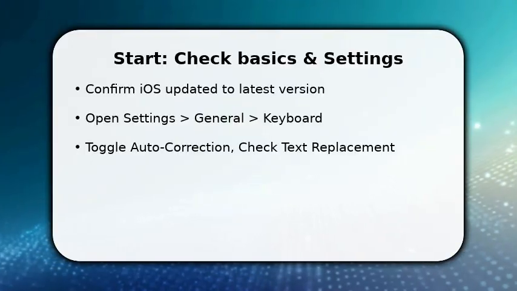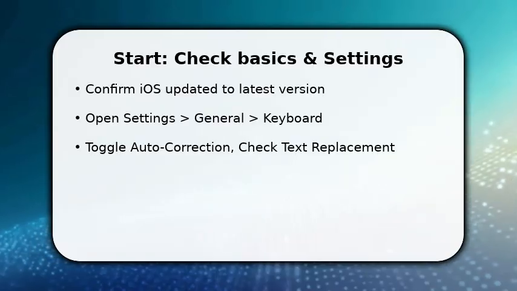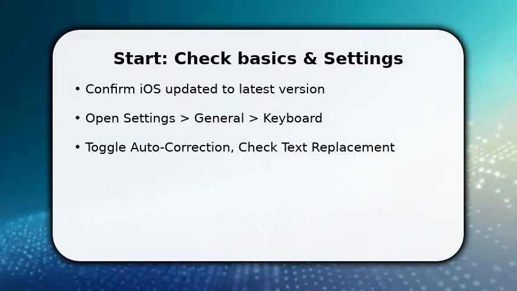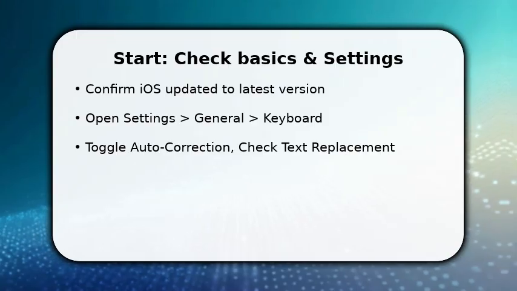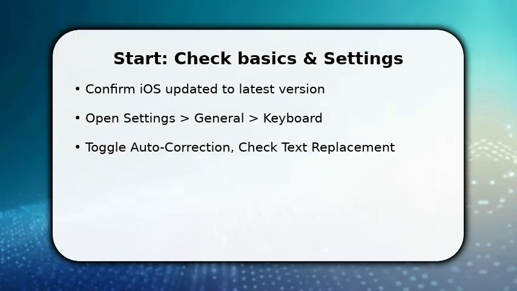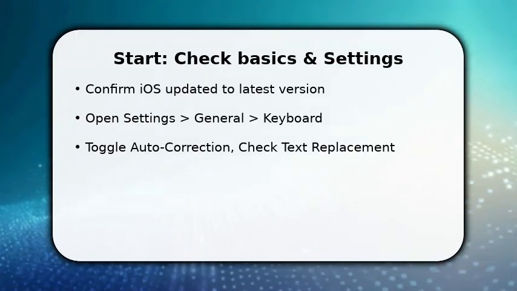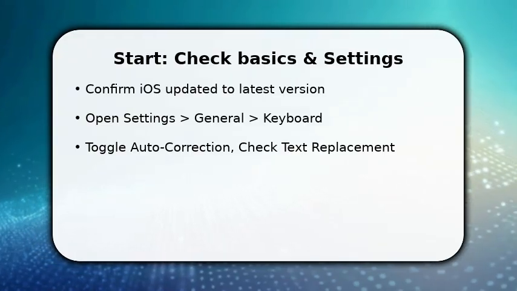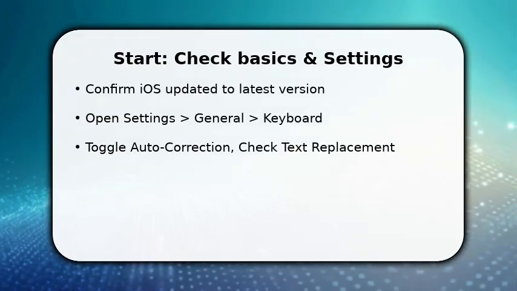You'll begin by verifying prerequisites and taking the first actionable steps now. Make sure your iPhone runs the latest iOS. Updates often fix keyboard bugs. Once done, open Settings, tap General, then Keyboard. Look for autocorrection and toggle it off then on.